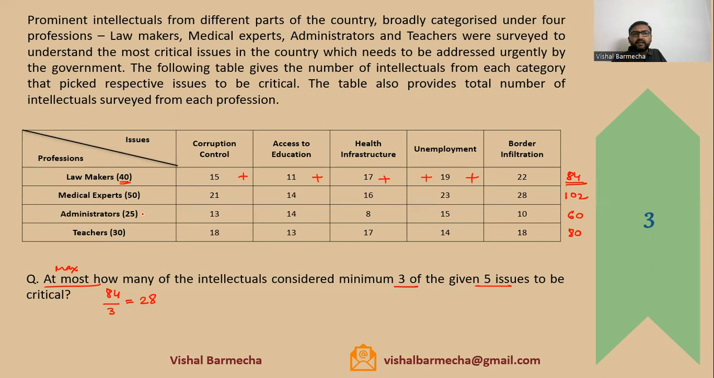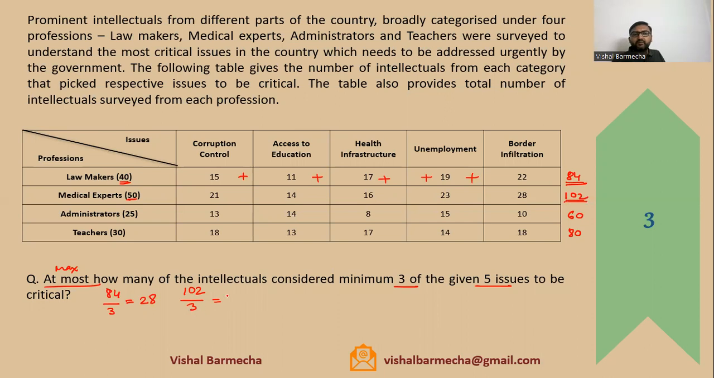Similarly, let's go to medical expert. Medical expert कितने हैं? 50. And number of times issues have been found to be critical is 102. So again, let me divide 102 such cases by 3. देखो, minimum 3 of the 5 बोला है. I would not want to give 4 or 5 issues to one individual because मुझे लोगों को maximize करना है. So I will give them exactly minimum 3. तो 3 cases सबको देते जाओ.